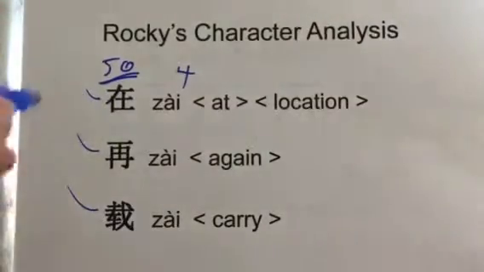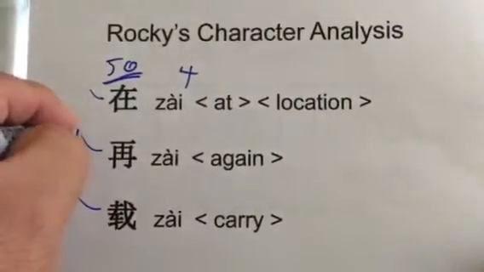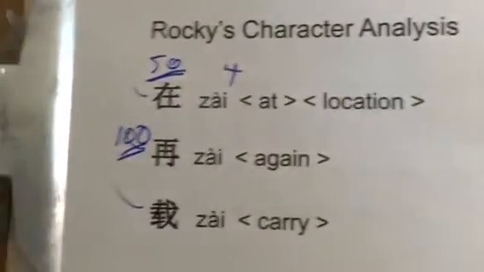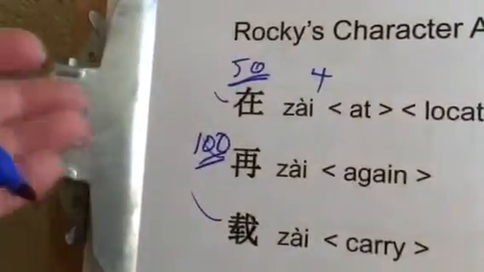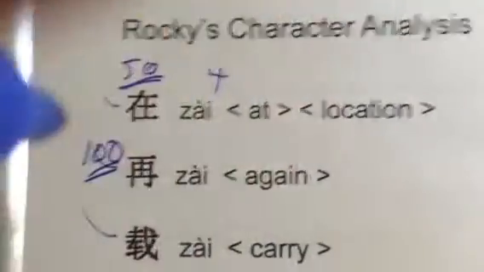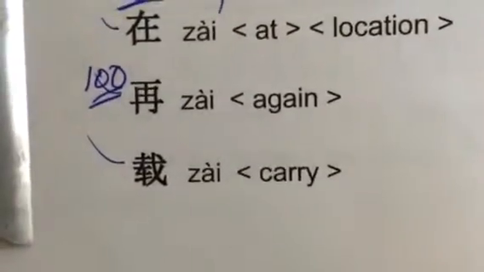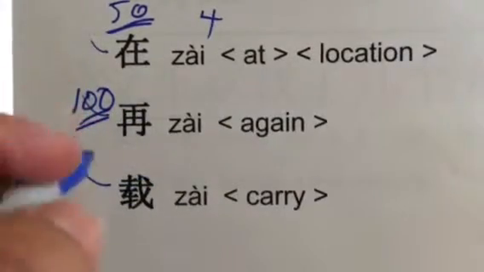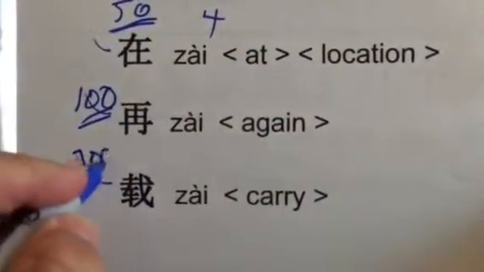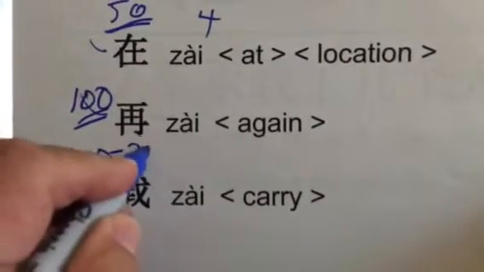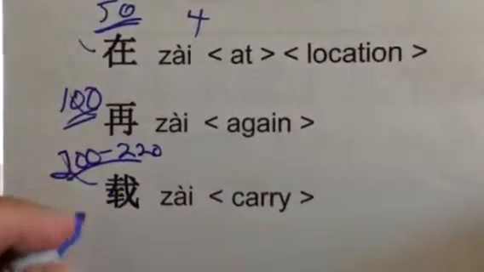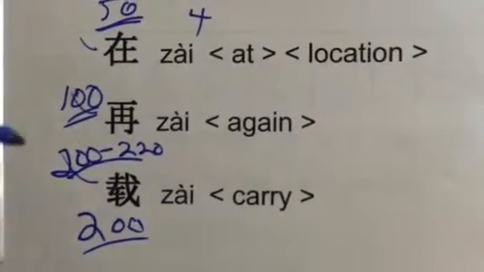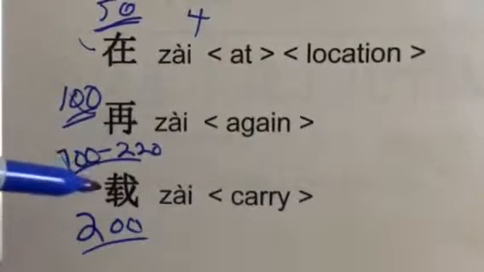Next, I'm going to teach you the top, this is in the top 100, this particular zai. This character zai is in the time, there's Rocky's advanced graphic machine there. This is in the top 100, okay? So top 100 characters. This character, zai, is at least, I would say, in the 200 to 220 range. Nonetheless, it is in the top 200 characters that you're going to be seeing.